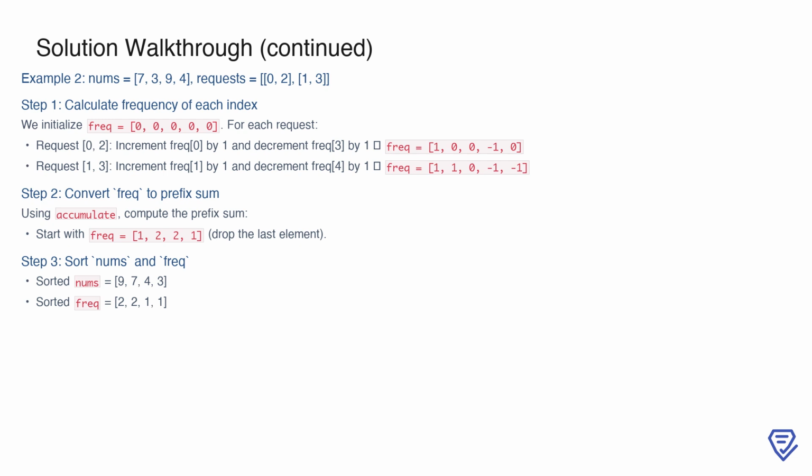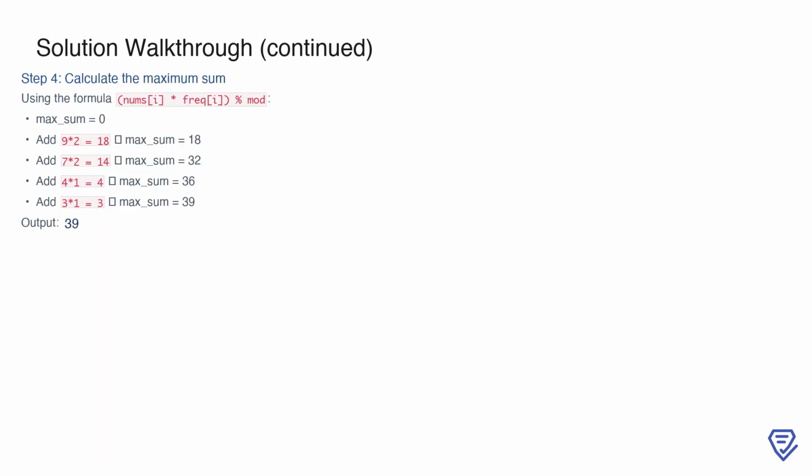To calculate the maximum sum for this example, we again use the formula nums[i] * frequency[i] % mod. We initialize max_sum as 0 and start with the first product, 9 multiplied by 2, which equals 18. Adding this to max_sum gives 18. Next, we multiply 7 by 2, resulting in 14, updating max_sum to 32. Then, 4 multiplied by 1 gives 4, making max_sum 36. Finally, 3 multiplied by 1 yields 3, bringing max_sum to 39. Thus, for this example, the maximum sum is 39.